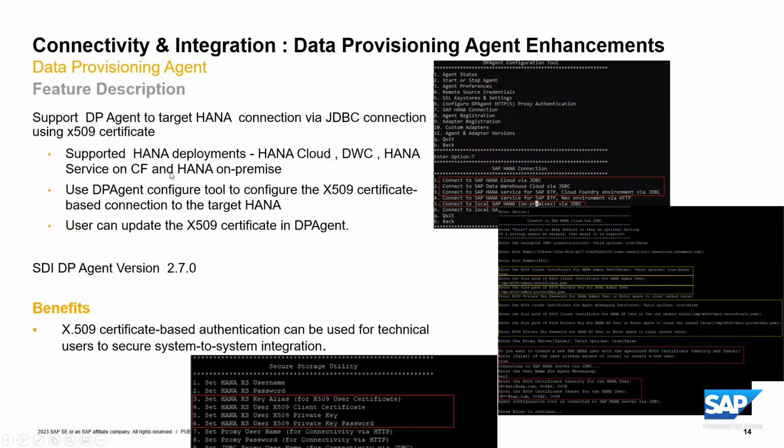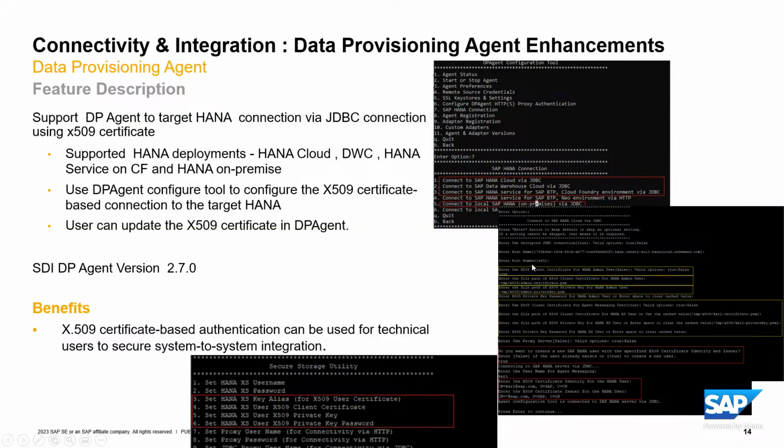Basically, X509 certificate-based authentication can be used for the technical users to secure the system-to-system integration. So the user can configure the X509 certificate via the DP agent config tool, as you can see in the screenshots. The X509 certificate is stored in the secure storage of DP agent. When the certificate is expired, or it requires an update, you can just use the config tool to update the expired certificate, or whenever you have a new certificate, you can update it.